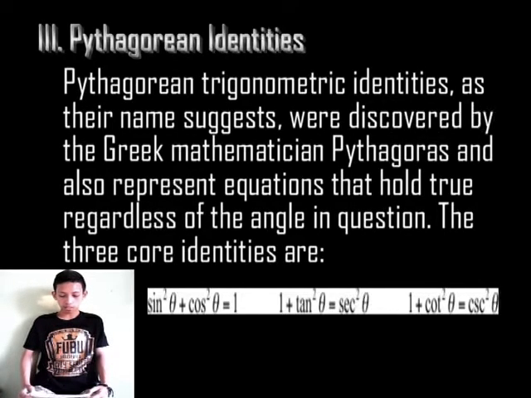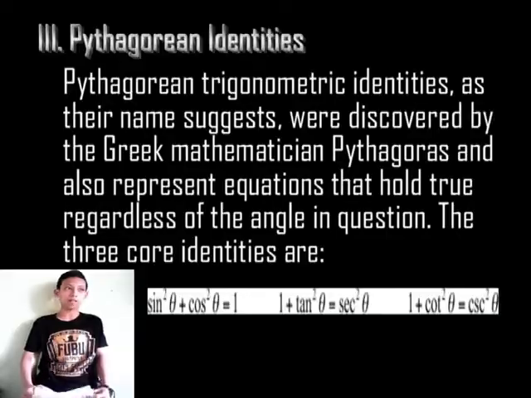And last, Pythagorean identities. As their name suggests, they were discovered by the Greek mathematician Pythagoras and also represent equations that hold true regardless of the angle in question. The three core identities are: sine squared theta plus cosine squared theta equals 1. 1 plus tangent squared theta equals secant squared theta. 1 plus cotangent squared theta equals cosecant squared theta.